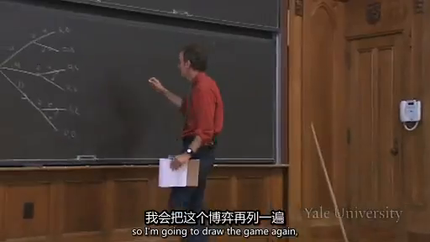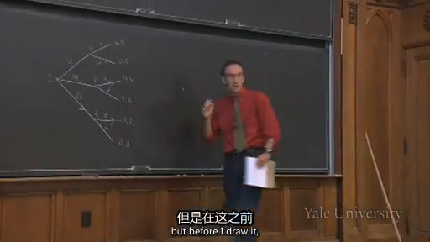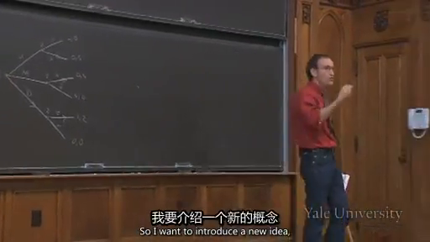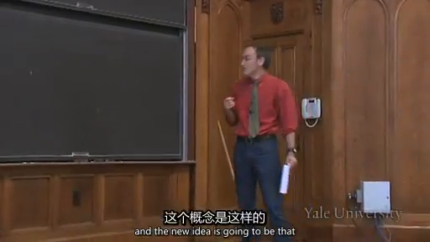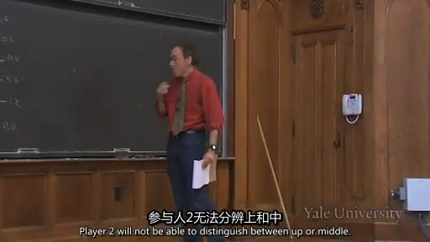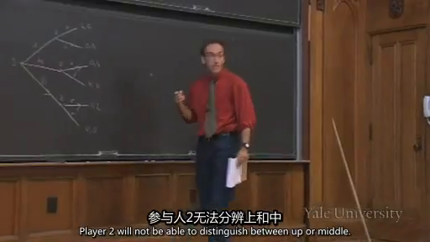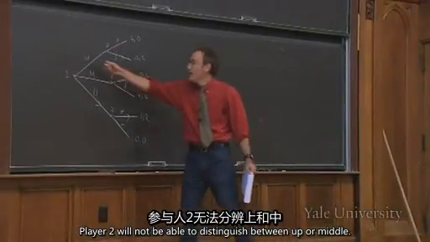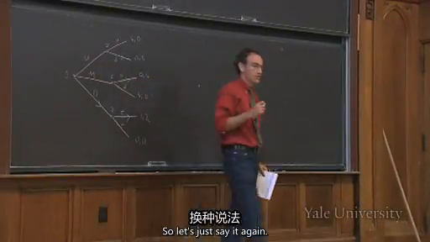So I now want to consider a similar but importantly different game. I'm going to draw the game again. Well, before I draw it, let me say what I'm going to do. I want to introduce a new idea, and the new idea is that player 2 will not be able to distinguish between up or middle. So just to say it again.